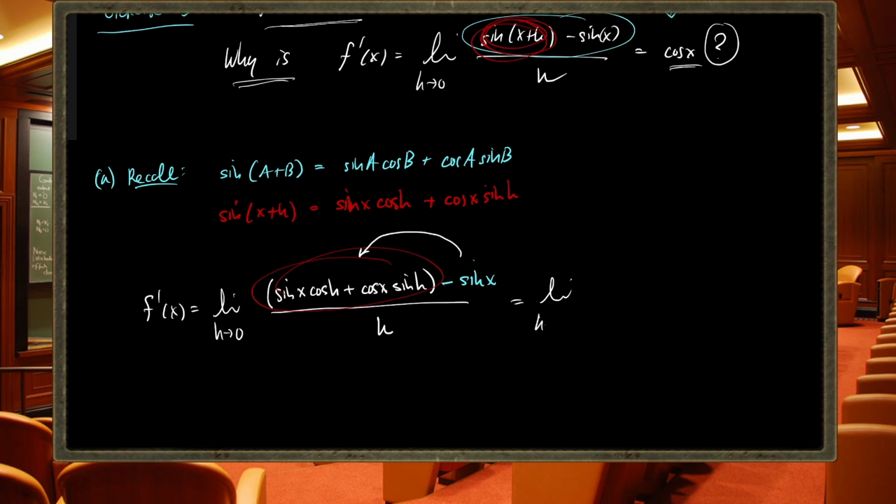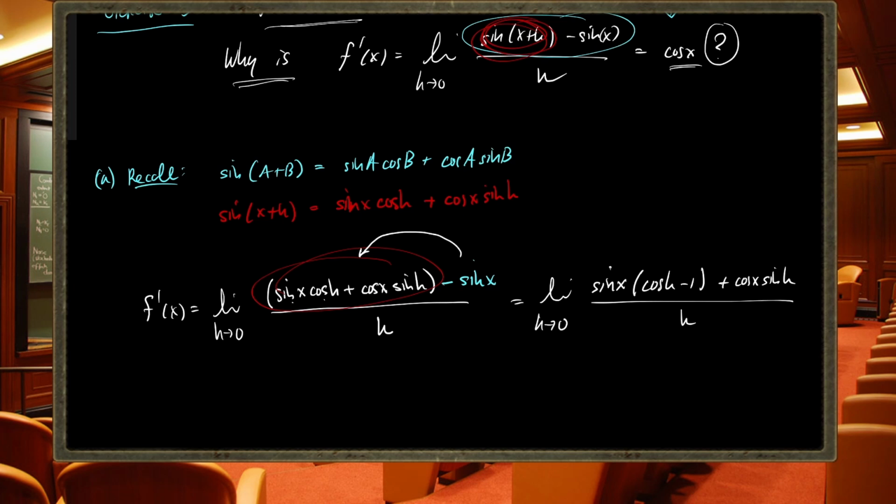So I'll get the limit as h goes to 0. You'll see sine x cos h minus sine x. I can pull a sine x out of both of those terms, and I'll be left with cos h minus 1, plus cos x sine h, all over h.